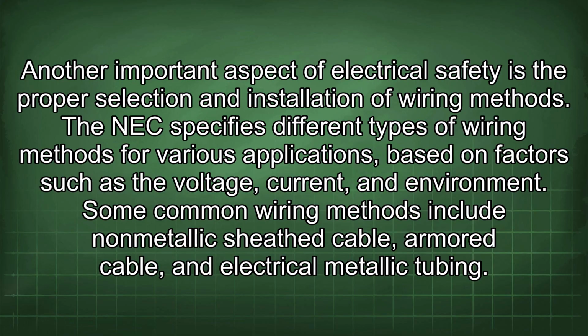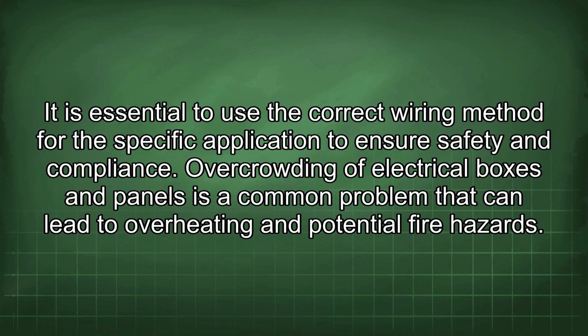The NEC specifies different types of wiring methods for various applications based on factors such as the voltage, current, and environment. Some common wiring methods include non-metallic sheath cable, armored cable, and electrical metallic tubing. It is essential to use the correct wiring method for the specific application to ensure safety and compliance.